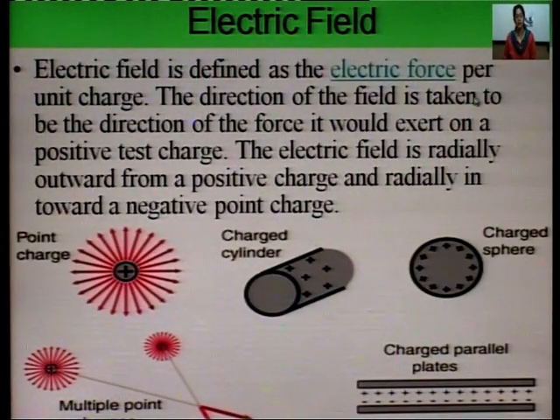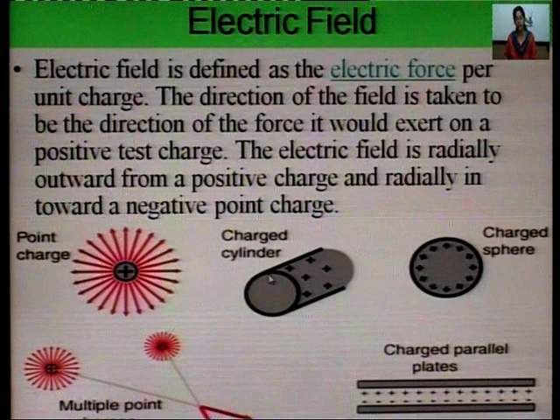The direction of the field is taken to be the direction of the force it would exert on the positive test charge. The electric field is radially outward from a positive charge and radially towards a negative point charge. So very important point, if there is a positive charge, then its electric field will point radially outwards. The direction of field is taken to be the direction of force, and the electric field is radially outward from a positive charge, and radially inward for a negative charge.